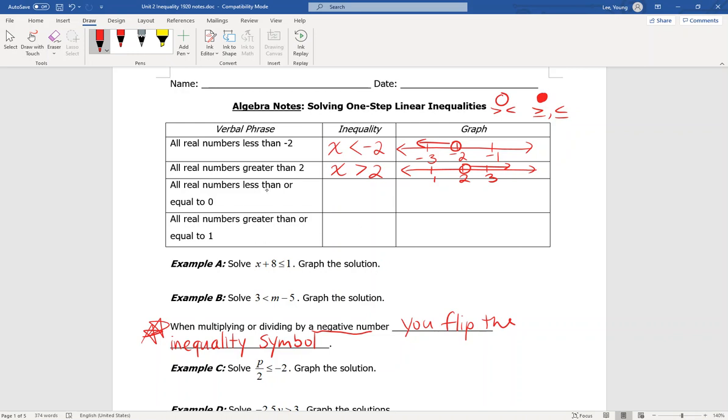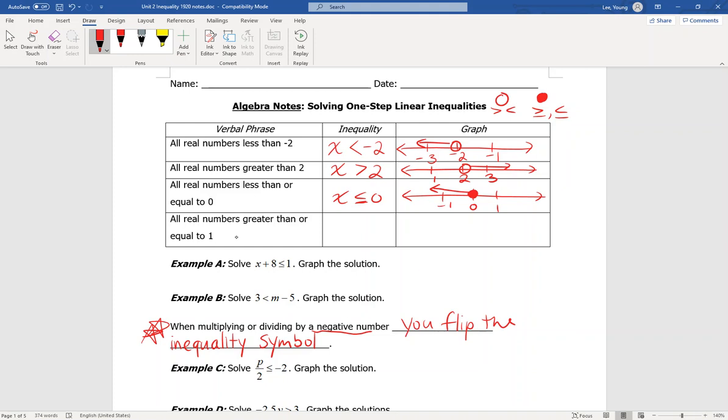How about next one? All real numbers less than or equal to 0. So x is less than or equal to 0. You have to graph it as well. 0 in the middle. What goes before 0? -1. And number after 0, which is 1. You remember there is an equal sign. We're going to put closed circle. That means that number is included. 0 is part of the solution. So we want to put a closed circle and to the left side.